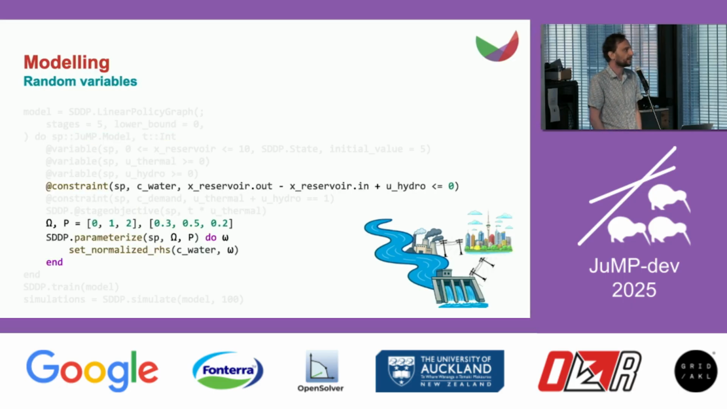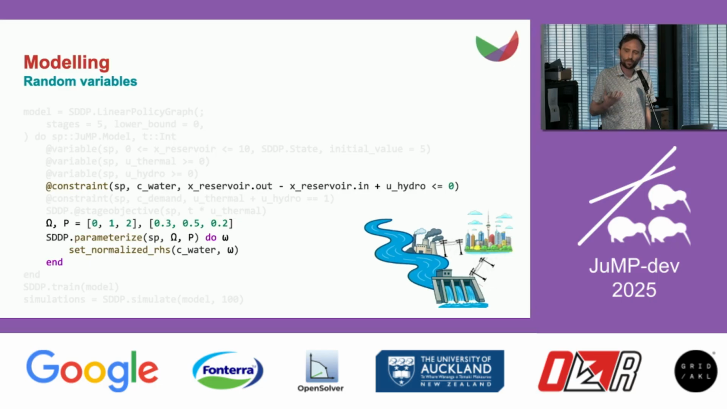And then the tricky thing is we need to now define a random variable for the problem. And the random variable for this problem is how much water is going to inflow into the reservoir in each period. And the way we do that is by providing a series of realizations, capital Omega. So we can either have 0, 1, or 2 units of water flow into our reservoir. And we need to give a probability vector. So 0 happens with probability 0.3, 1 happens with probability 0.5, and 2 happens with probability 0.2.